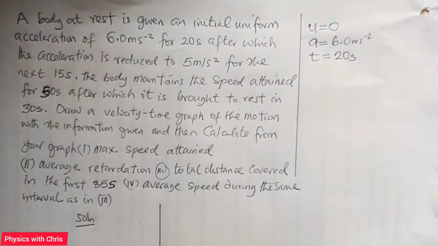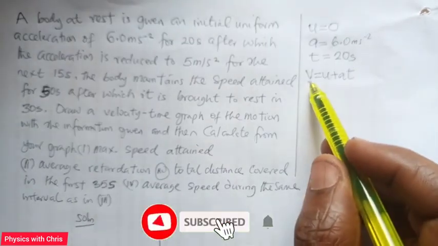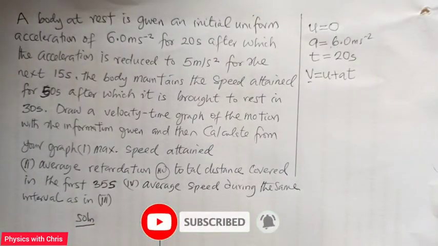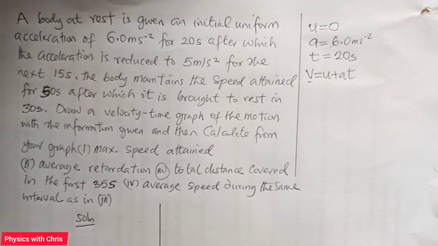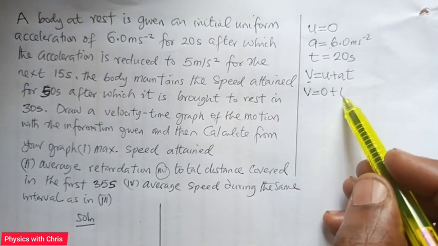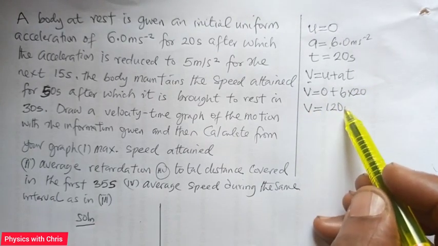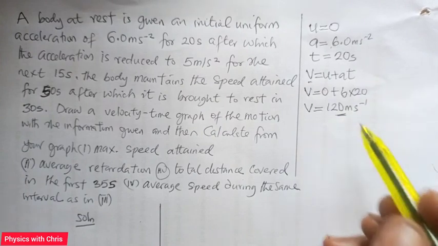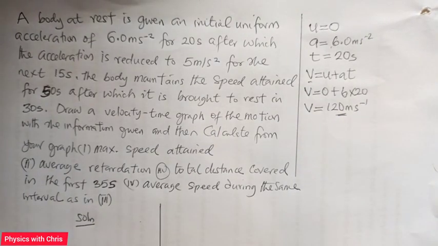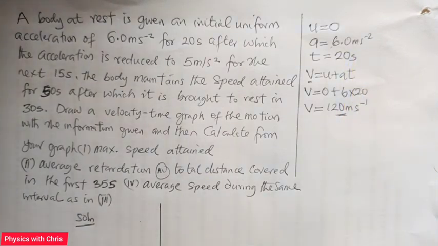which means it's possible to use the equation of motion v equals u plus at to calculate the speed attained by the body after moving with a constant acceleration of 6 meters per second squared for 20 seconds. Starting from rest, u is 0, plus 6 times 20. So that will give me a velocity of 120 meters per second. That is the maximum velocity attained by maintaining a constant acceleration of 6 for 20 seconds.